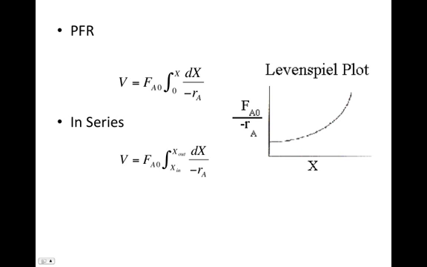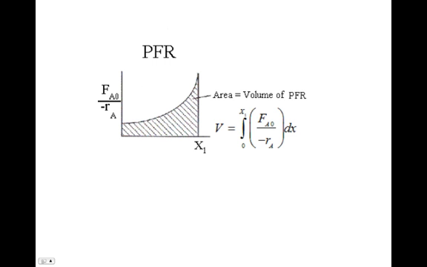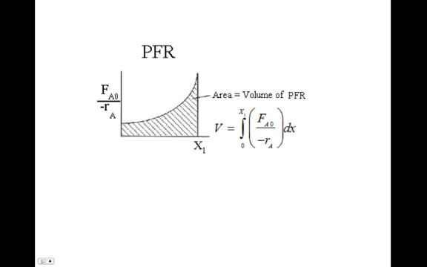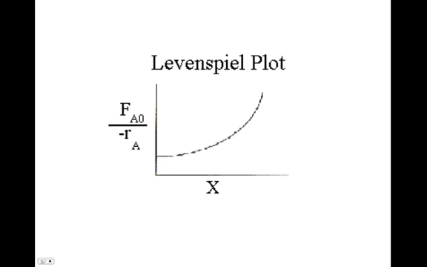On a Levenspiel plot, this can be graphically represented as the area underneath the curve. You can see in this diagram here that the volume of a PFR, represented as the volume underneath the curve, would not be reduced by using PFRs in series. Thus, for a PFR, there's no benefit to using them in series, whereas for a CSTR, there is a benefit.